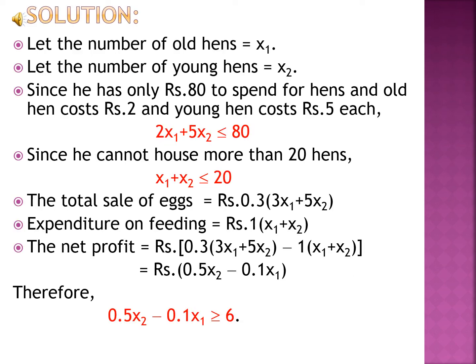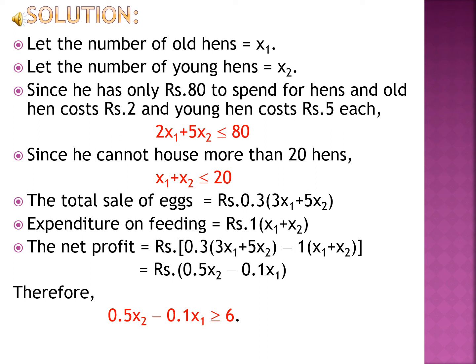Now we see the solution of the above problem. First of all, assume that x1 is the number of old hens and x2 is the number of young hens. He has only rupees 80 to spend for hens, and the old hen cost is rupees 2 and the young one cost is rupees 5 each. Therefore we have the constraint 2x1 plus 5x2 less than or equal to 80, and since he cannot house more than 20 hens, the constraint becomes x1 plus x2 less than or equal to 20.